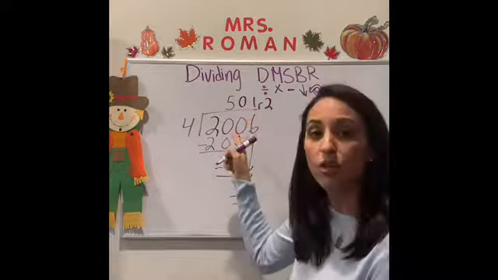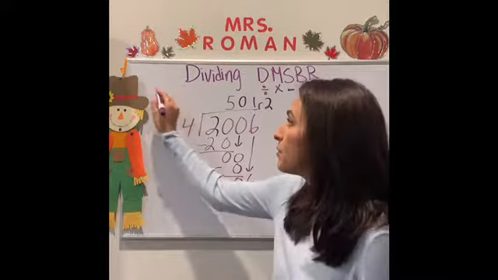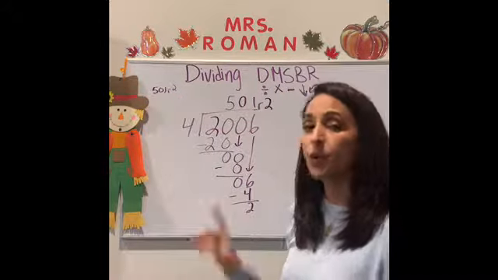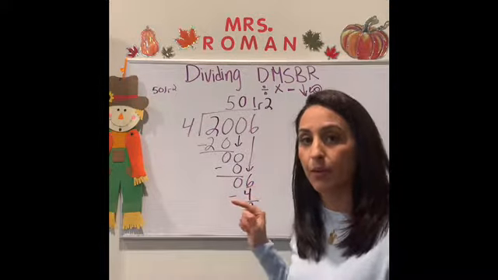My answer is 501, remainder 2. Keep that number in your mind. In fact, I'm going to write it here on the side, 501 remainder 2, because we're going to redo the exact same problem with a decimal instead of a remainder.